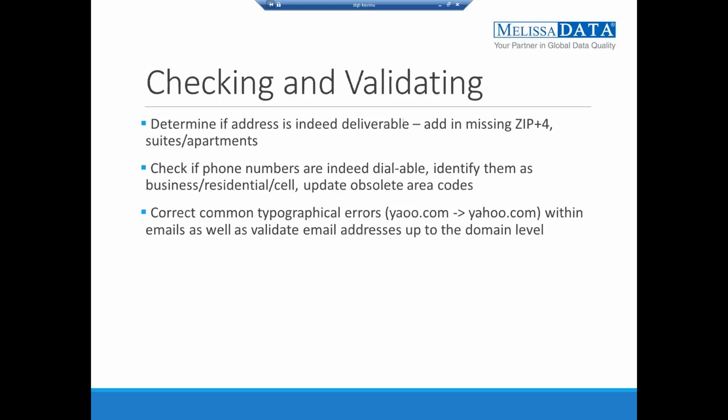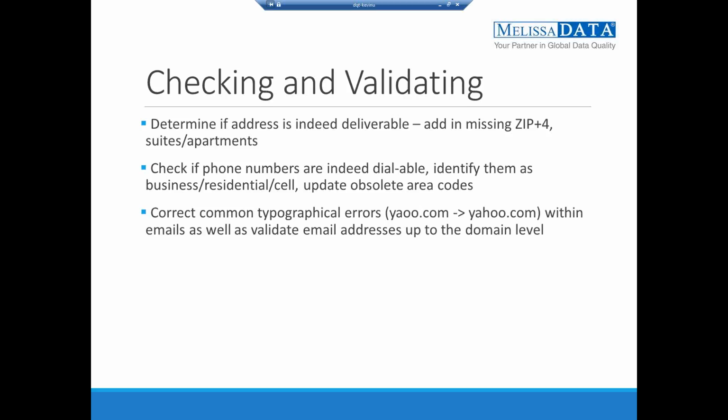Looking into this deeper, starting off with checking and validating, Listware will first do a check on your data by standardizing and validating a given address, phone, and email. With addresses, Listware will determine if the address is indeed deliverable, and then make adjustments to the address if necessary, such as adding in missing zip+4s, suites, apartments, or missing cities. With phone numbers, we check if the phone numbers are dialable, and then we can also identify them as business, residential, cell, or mobile.